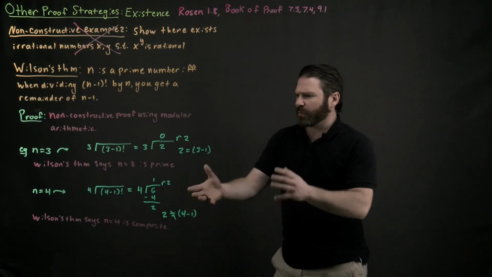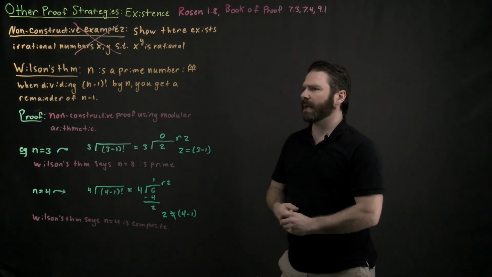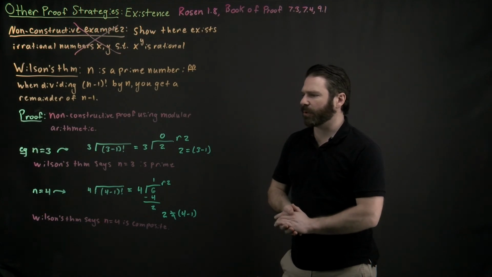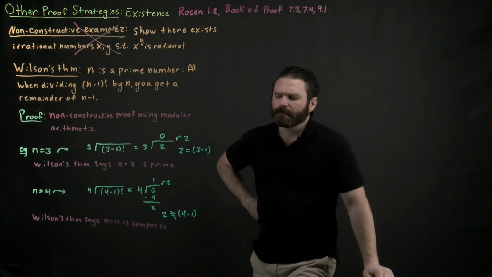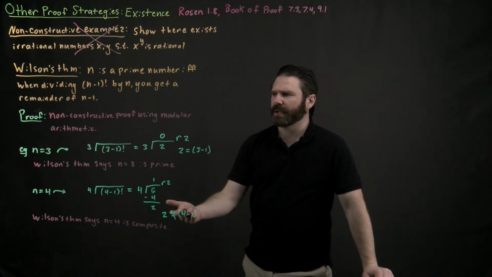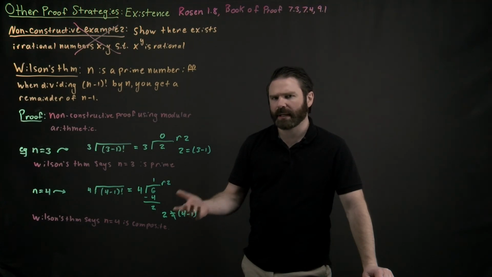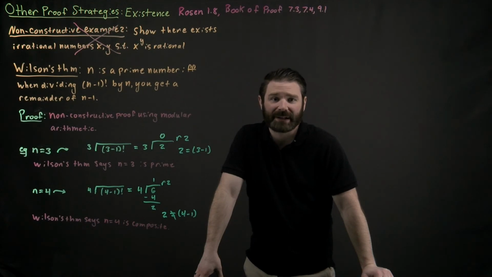So the really important thing about this is, it's very nice to be able to have a theorem that checks whether or not a number is prime or composite. You'll notice very distinctly that Wilson's theorem, if it tells you that a number is composite, doesn't actually tell you what any of its factors are.